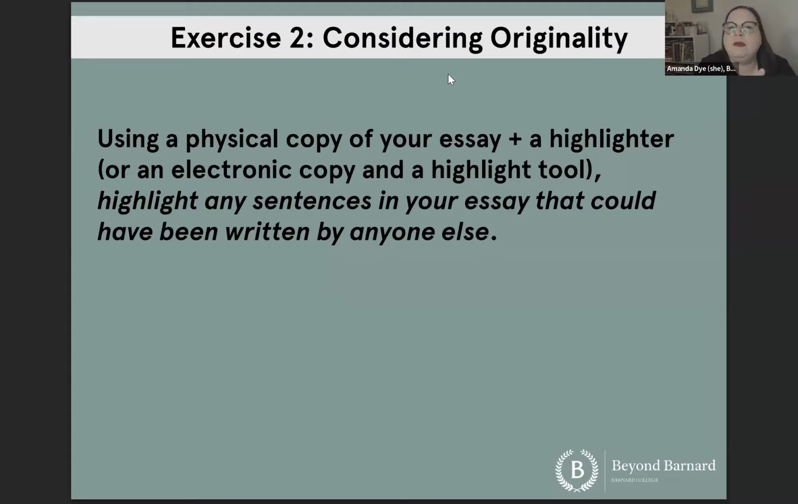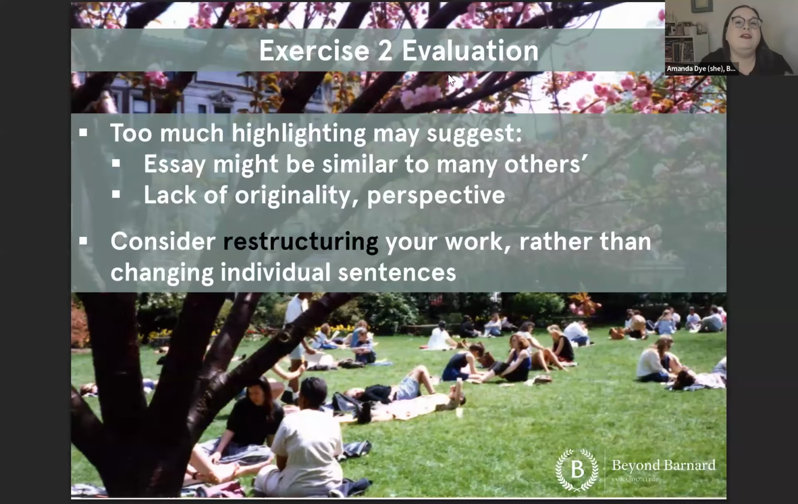Here, what you're doing is looking for, is my individual perspective coming across very robustly? Now, I'm not saying that every single sentence in a personal statement has to be completely original, but I do think that if you're seeing a lot of highlighting, then it may suggest that this essay could be reading a lot like a lot of other people's, and I might not be expressing my individual perspective as robustly as I possibly can.